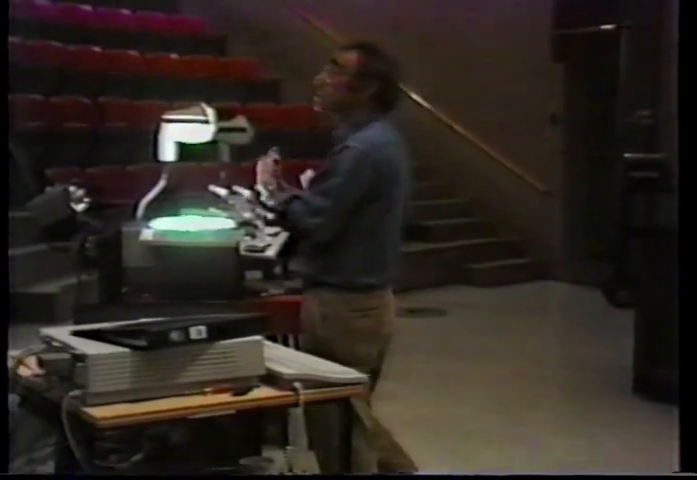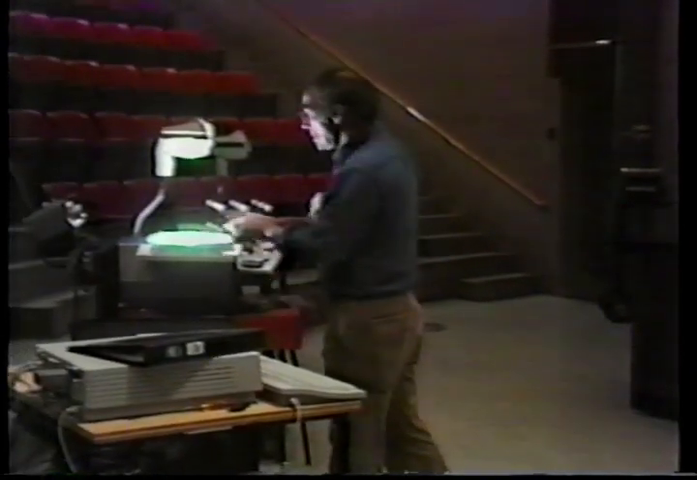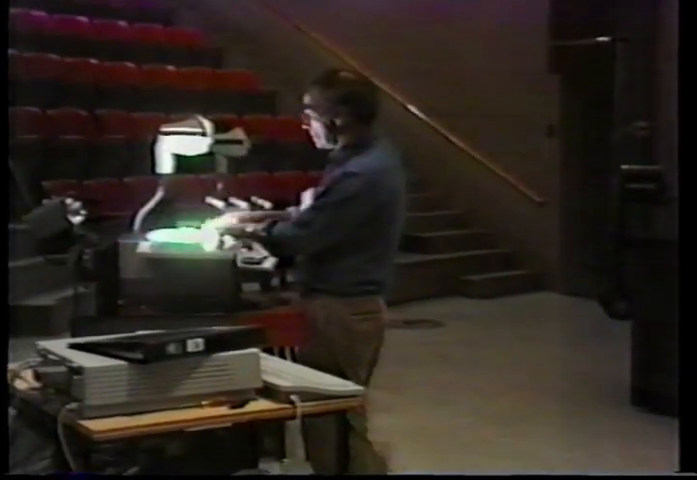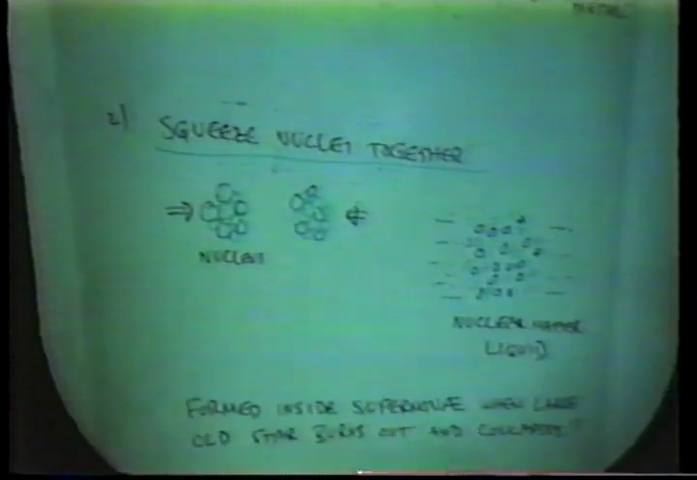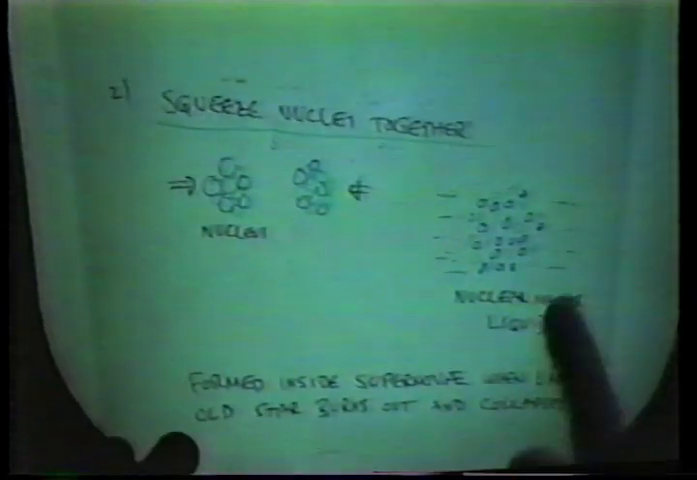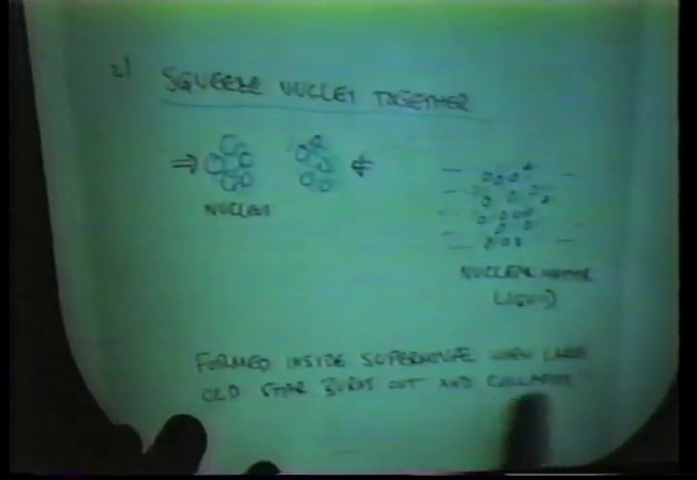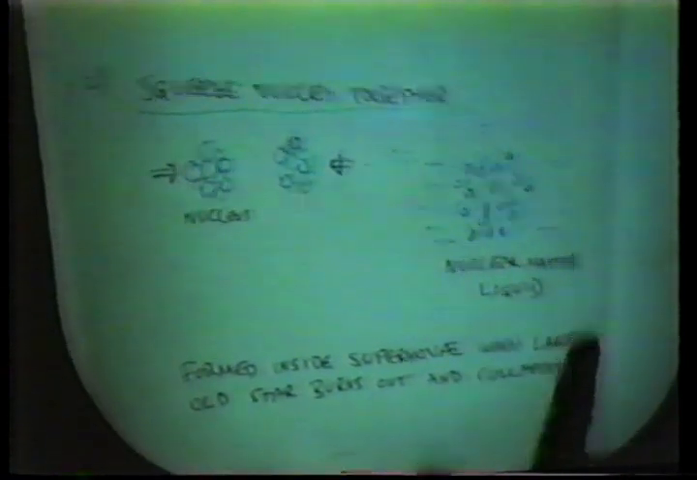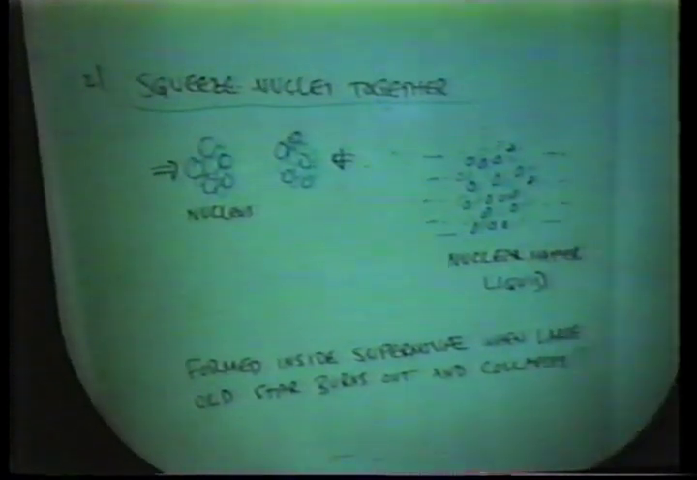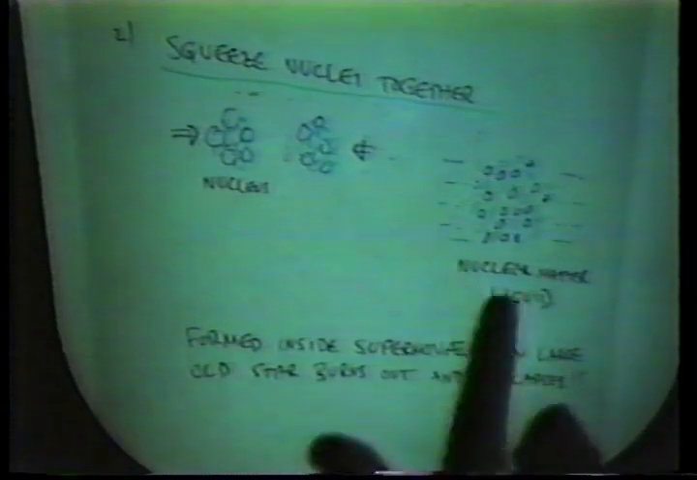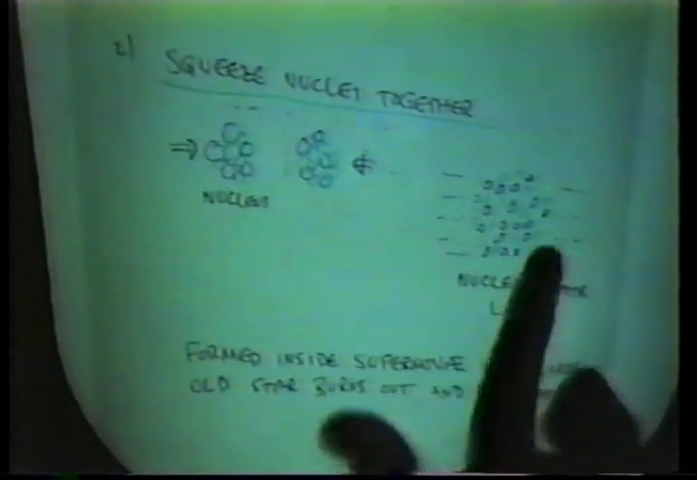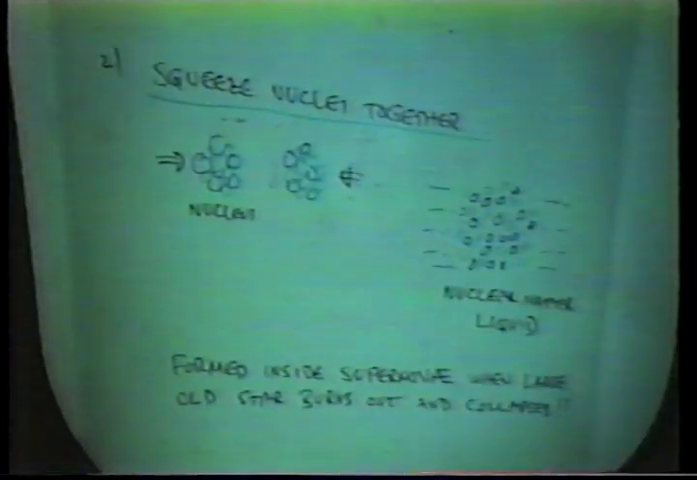But nature has a very nice way of doing this, which is, for example, in supernova explosions of old stars. Atomic nuclei get squeezed together, and they form a liquid called nuclear matter, where the players are neutrons and protons swimming around. Instead of having just a few together, you get big soups of neutrons and protons.